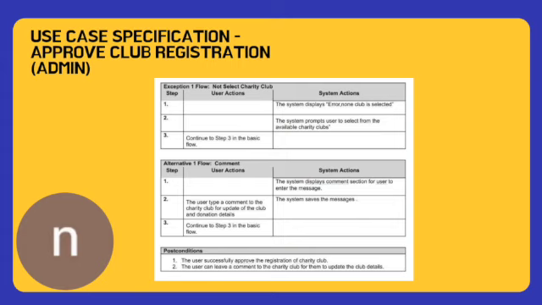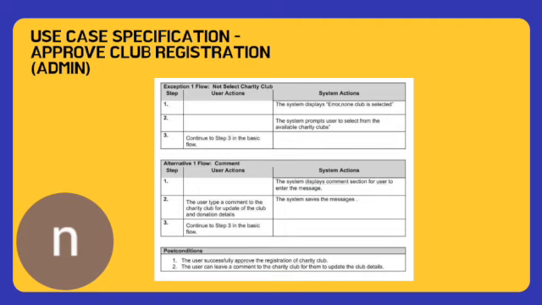For the exception 1 flow, not select charity club, the system displays the error "no club is selected" when the user didn't select any of the clubs. The system prompts the user to select from the available charity clubs, and it will continue to step 2 in the basic flow. For the alternative 1 flow, comment, the system displays a comment section for the user to enter the message, and the user types a comment to the charity club for the update of the club and donation details, and the system saves the message and continues to step 3 in the basic flow.